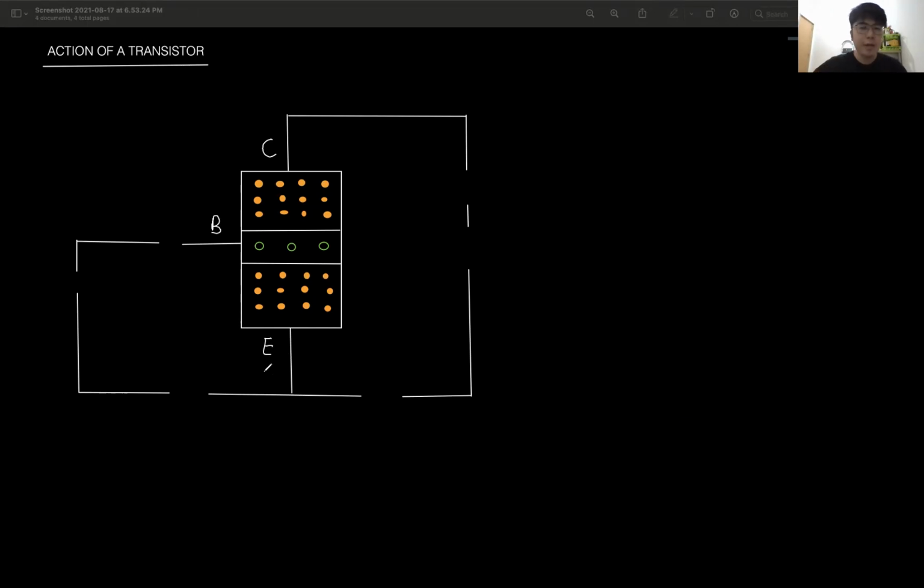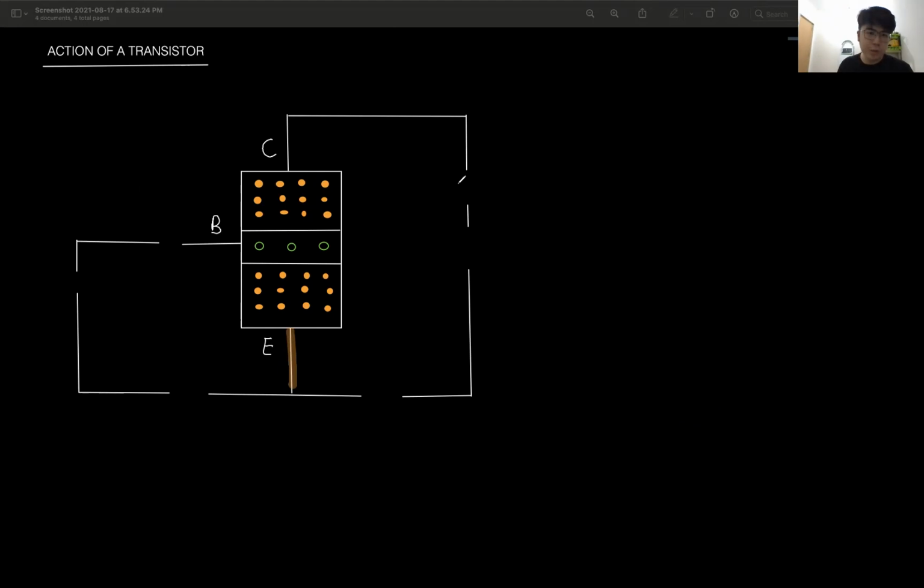Remember just now I said what? The emitter is the common. The emitter is the one that is shared. So you see these two circuits. This wire down here is the one that is being shared by the two circuits. So that must be the emitter. So here is the emitter, up here is the collector, this is the base.